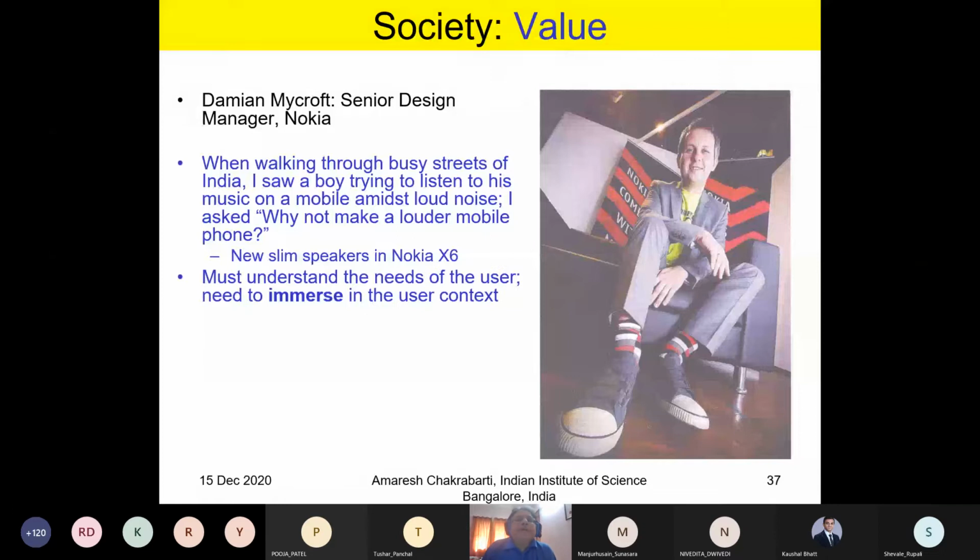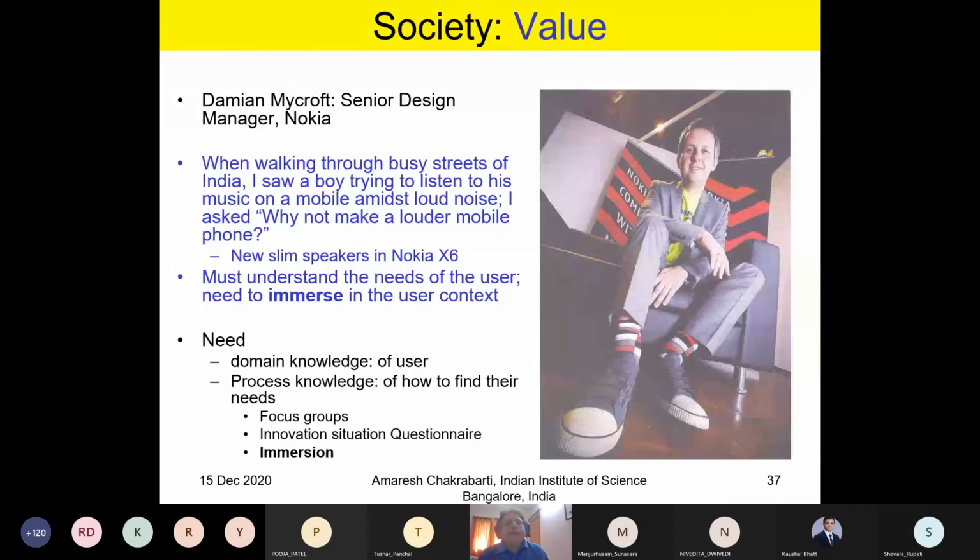So you must understand the needs of the user, and in order to understand that, you may require domain knowledge of the user. So you can do studies of the user, saying, okay, this is the kind of aspirations of users of this kind. This is the way they live their life and so on. Or you can take process knowledge. You can ask them what kind of things they want. Immersion is one such example of how that process can be carried out. Focus group study is another one.